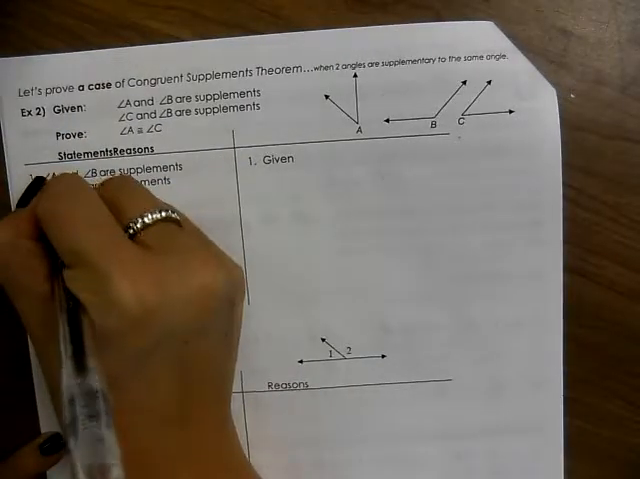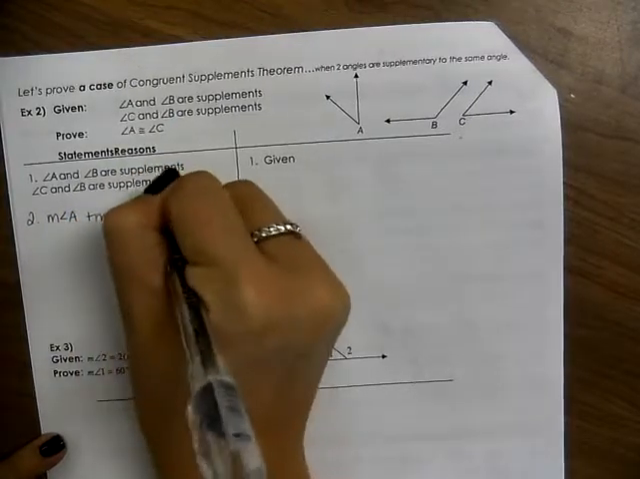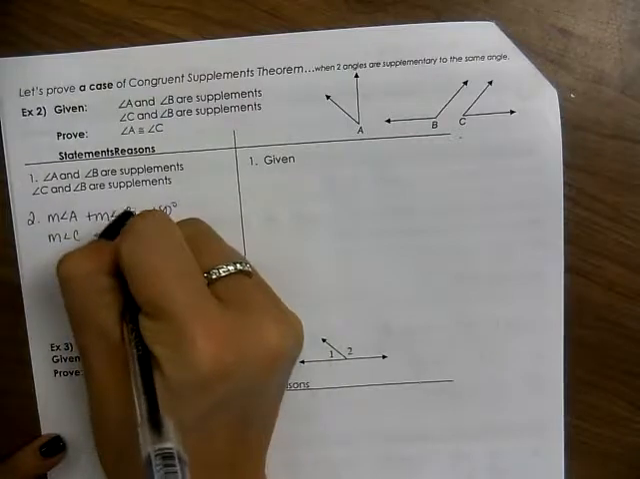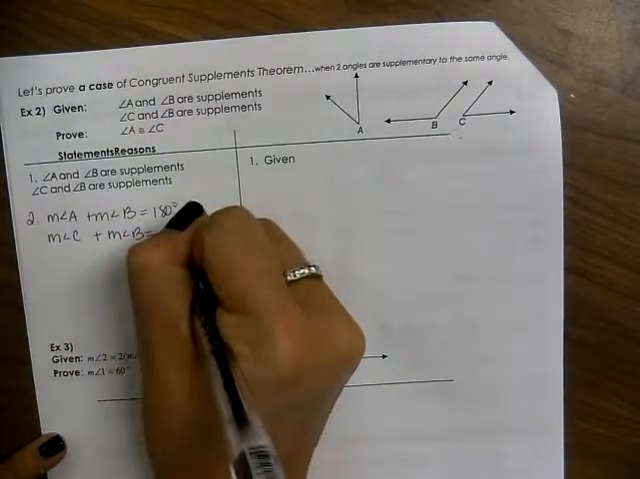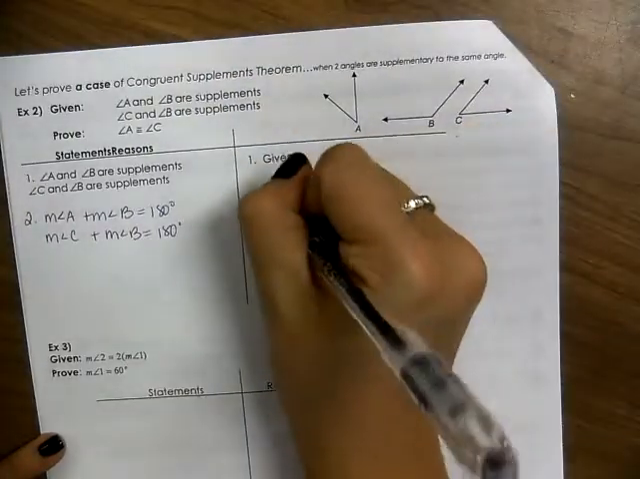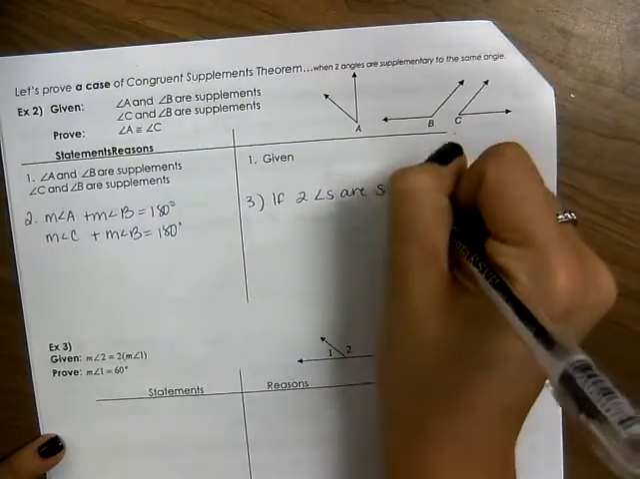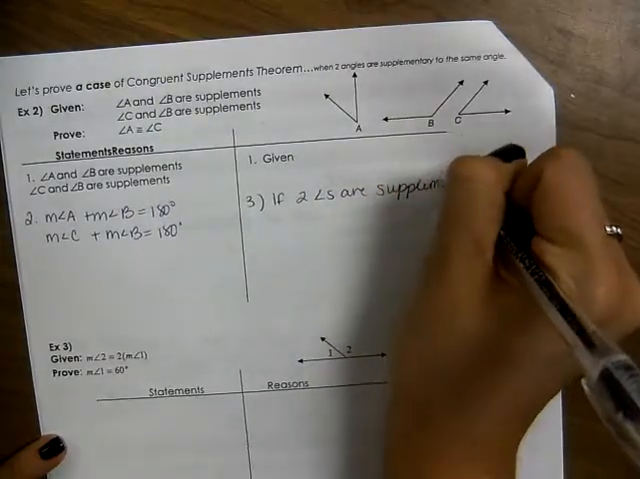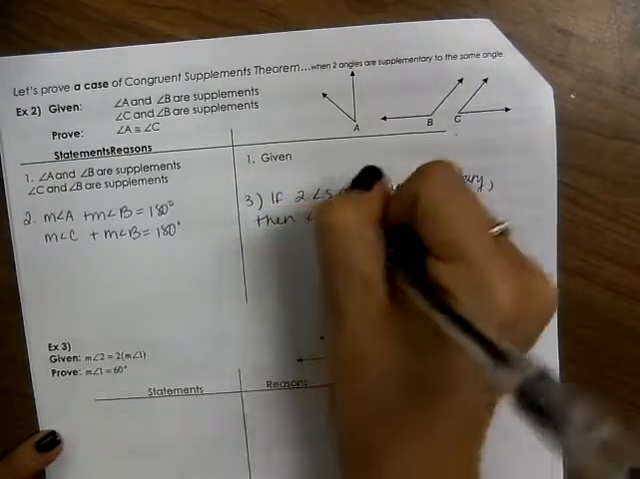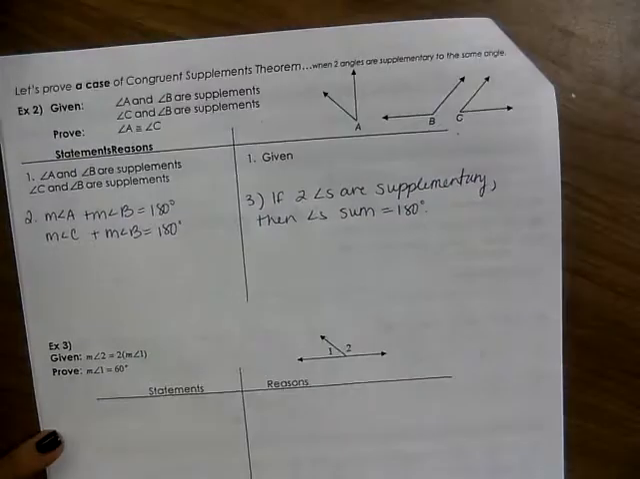So that means that the measure of angle A plus the measure of angle B has to equal 180 degrees. And the measure of angle C plus the measure of angle B has to equal 180 degrees. Right? Because really that's just the definition of being supplementary. So if two angles are supplementary, then the angle sum equals 180 degrees.